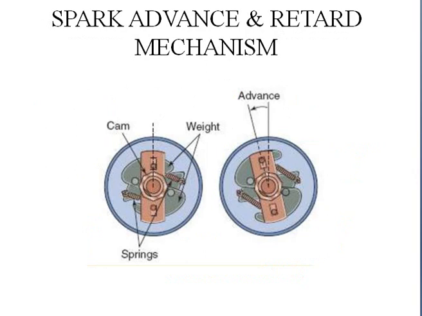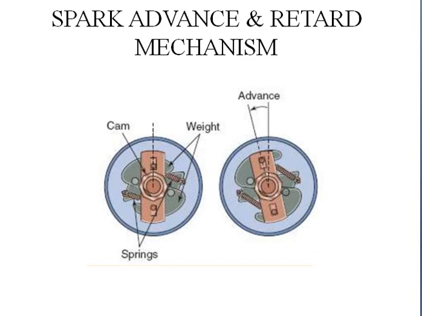Next one is spark advance and retard mechanism. It means if sparking of fuel, burning of fuel, is taking place earlier than we require, then we call it spark advance. Spark retard mechanism is if the spark is coming after the requirement. It means spark advance is getting the spark in advance, before the time it has to ignite, and spark retard is igniting later, after the requirement.